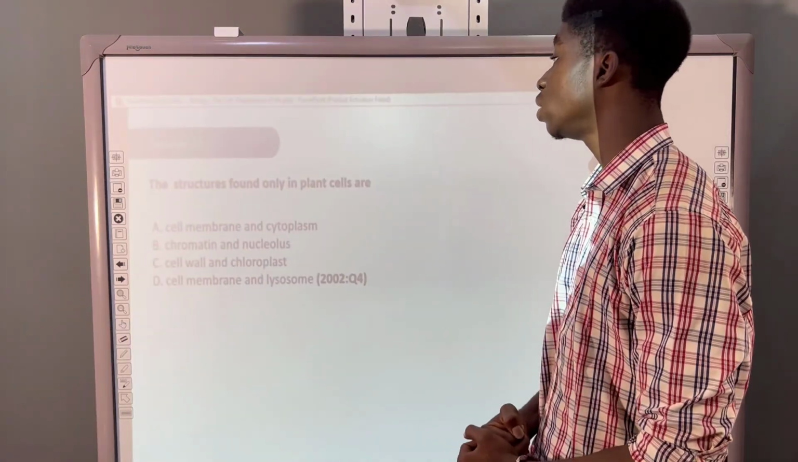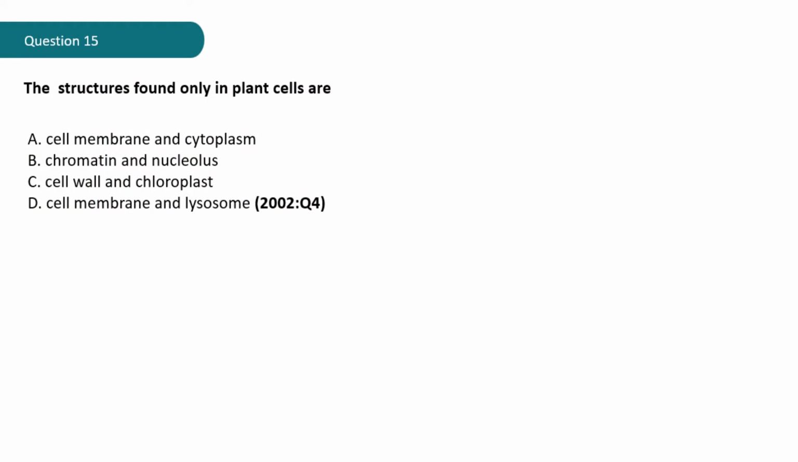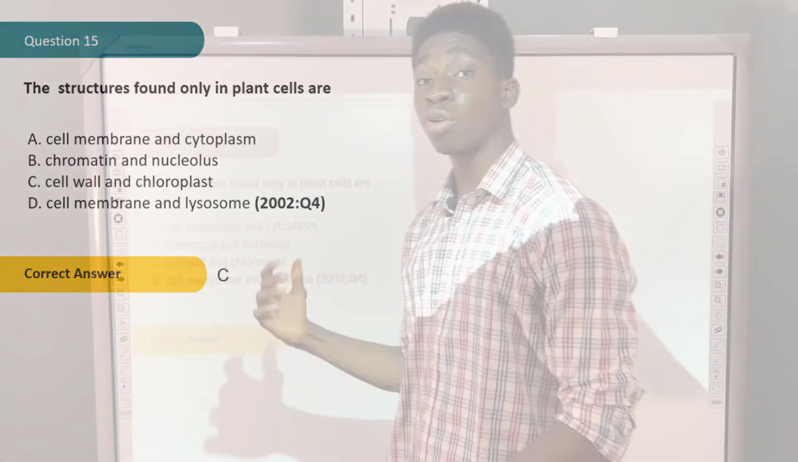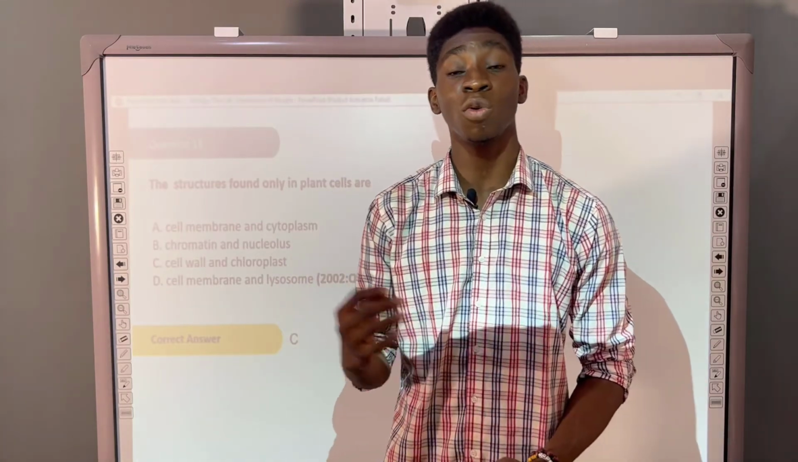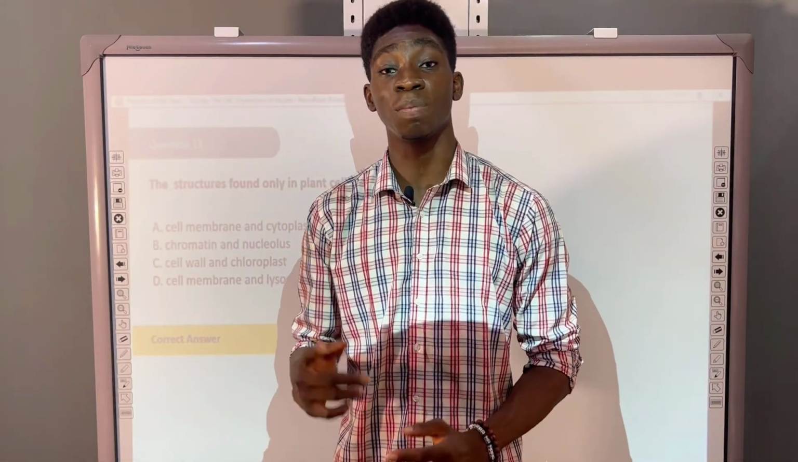Question 15. The structures found only in plant cells are A. Cell membrane and cytoplasm, B. Chromatin and nucleolus, C. Cell wall and chloroplast, D. Cell membrane and lysosome. The question is gotten from the year 2002, question 4. Let's give that a try. Okay, now let's see what the answer says. Correct answer is C. Cell wall and chloroplast. Among all the options here, cell wall and chloroplast are the only two parts found in plant cells only.